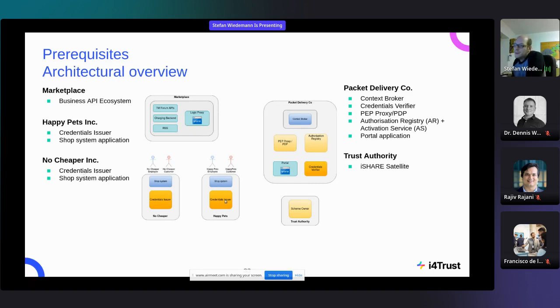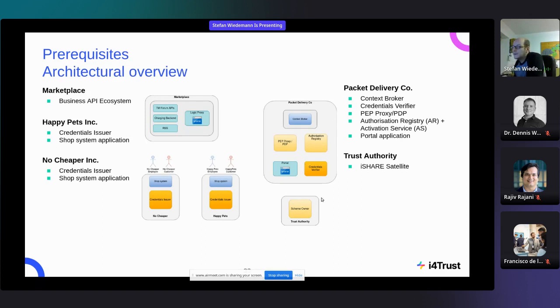For Happy Pets and No Cheaper, obviously, when they don't have an IDM system to log into, they will need an issuer for verifiable credentials. You have seen one potential implementation right now that I used to issue my credentials. There are most probably different ones in the future, but we already have this one that can be used on FIWARE. And in Packet Delivery, we will have the credentials verifier, because we need some component that actually checks that this is a valid credential issued by someone that we trust.